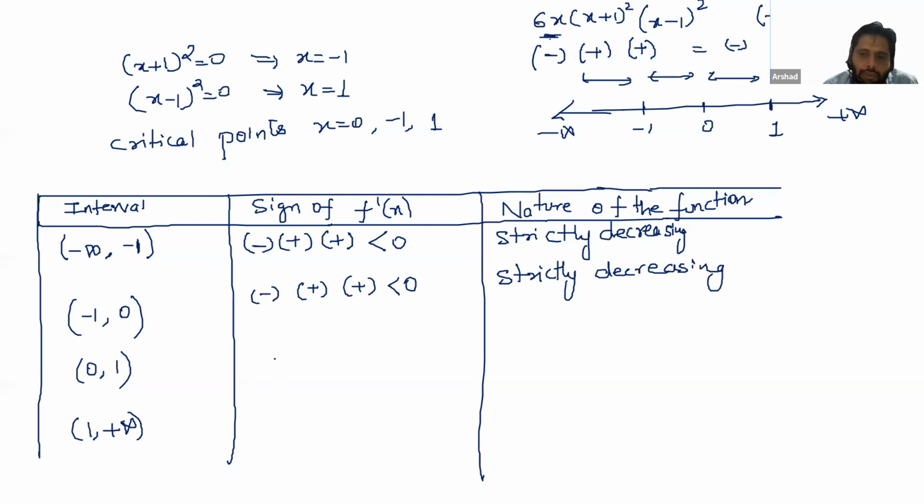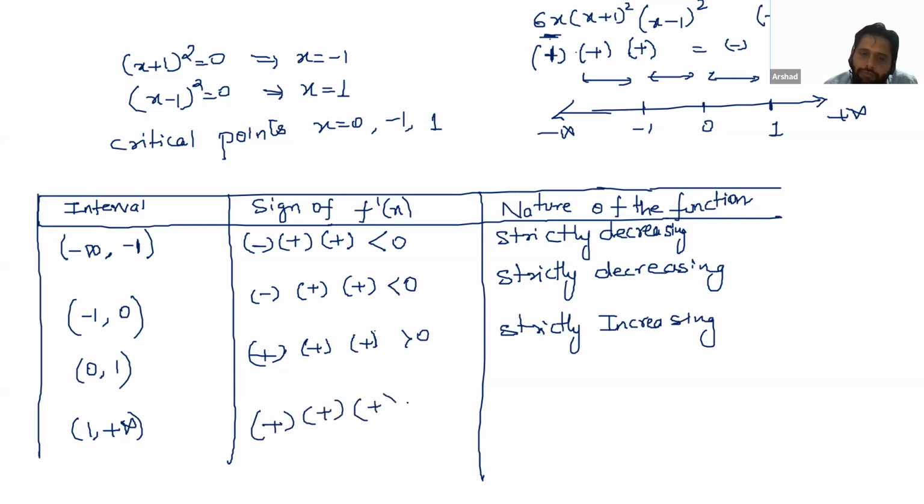Next is 0 to 1. Nabil Ahmed, give me a point between 0 and 1. 0.5. So what will happen? This is positive, this is positive, this is positive. So positive, positive, and positive. So it is greater than 0. So strictly increasing. Okay. Next, we have 1 to infinity. So we can take, for example, 10. So this is positive, positive, positive, greater than 0. So it is strictly increasing.